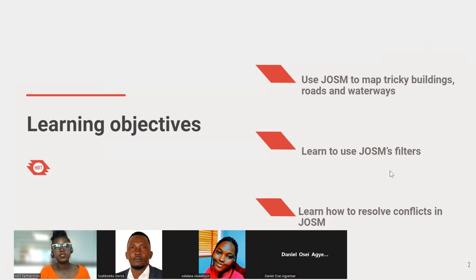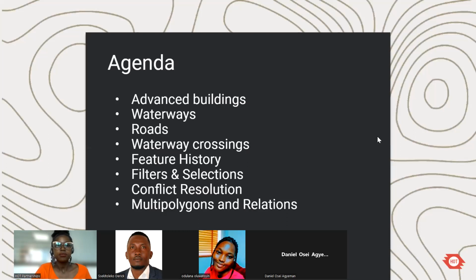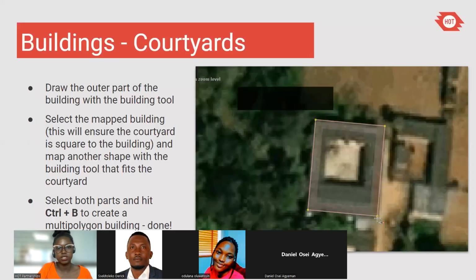Awesome. So the objectives of this session today is you're going to learn how to use JOSM to map tricky buildings, roads, and waterways. And then we're also going to learn how to apply filters when mapping and how to resolve conflicts in JOSM. So again, the agenda: advanced buildings, waterways, roads, waterway crossings, feature history, filters and selections, conflicts and multi-polygons and relations.